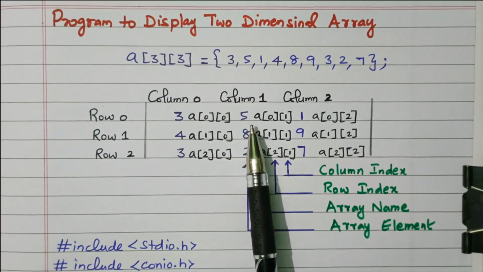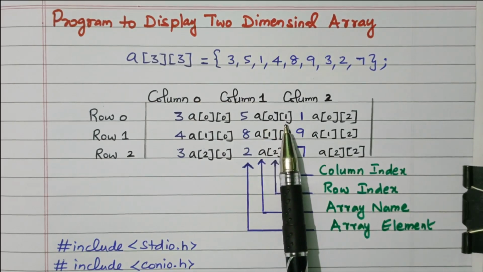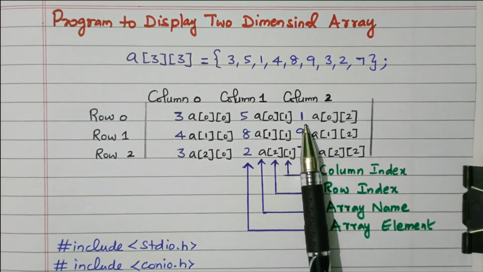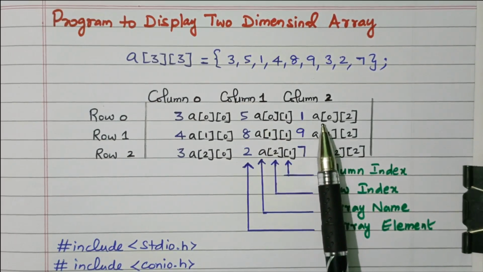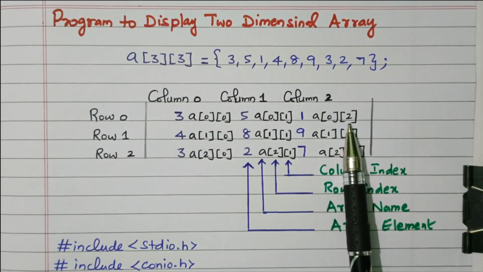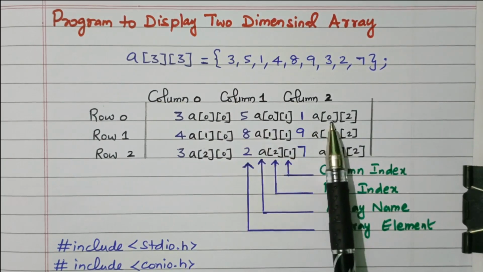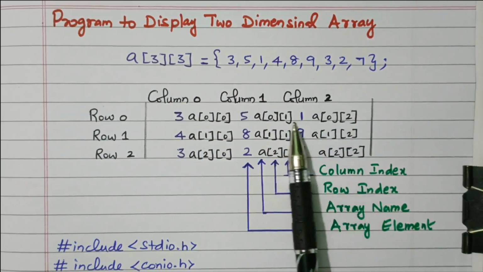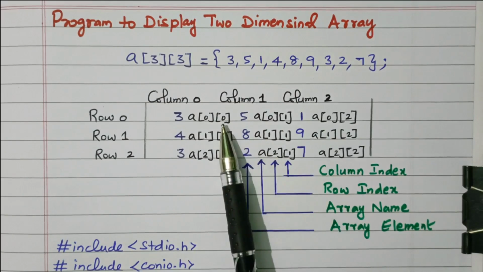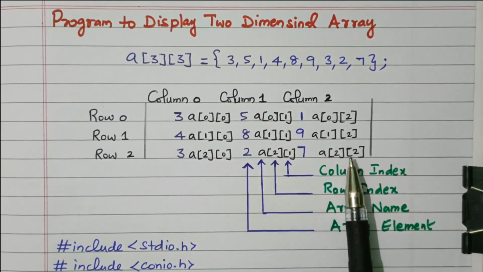The second number 5 is arranged in A[0][1], the same first row, second column. The third element 1 is assigned to A[0][2]: first row, third column. So 0,0; 0,1; 0,2. The first 0 indicates the first row, and the 0, 1, 2 mean the first column, second column and third column.